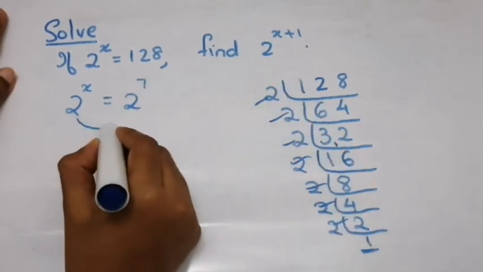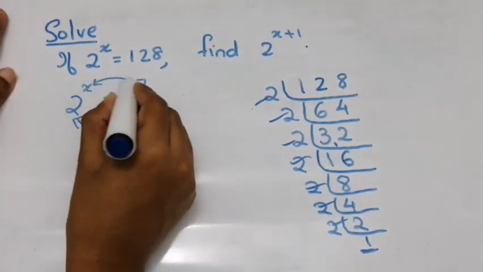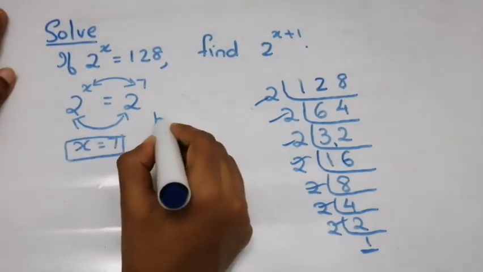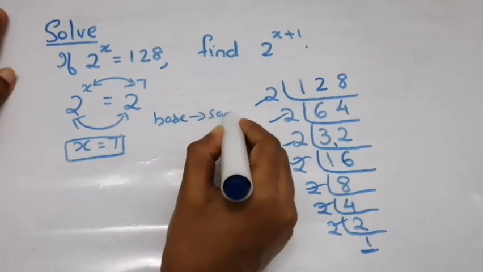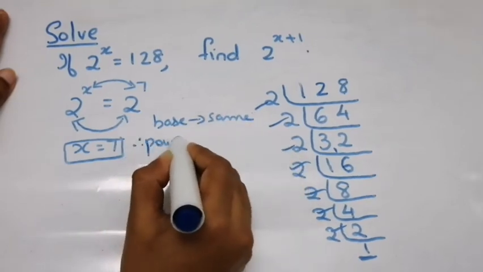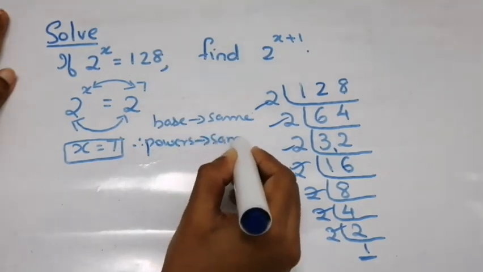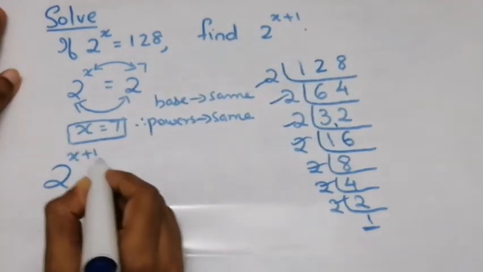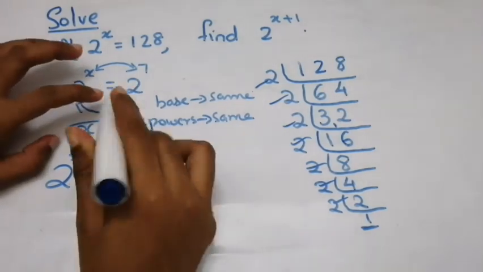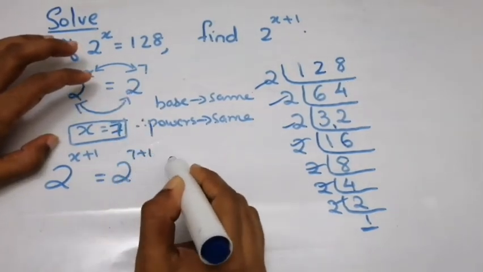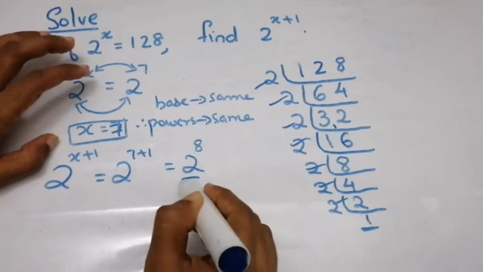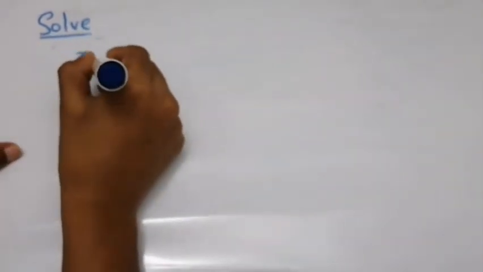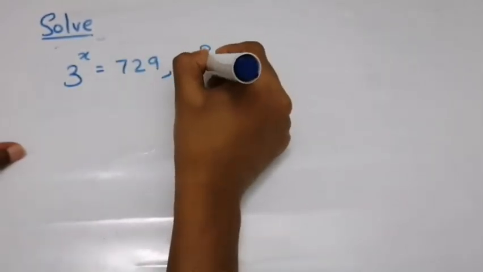Now here you can see the bases are same. Therefore, the powers are also same. So I can write x is equal to 7. As the bases are same, therefore powers are also same. Understood? So x is 7. Now they are asking you how much is 2 to the power x plus 1. So instead of x you have to write 7. 7 plus 1, how much is it? 2 to the power 8. This is the answer.